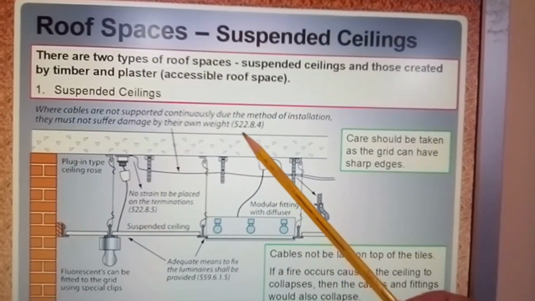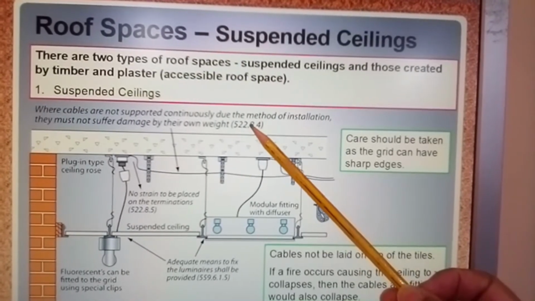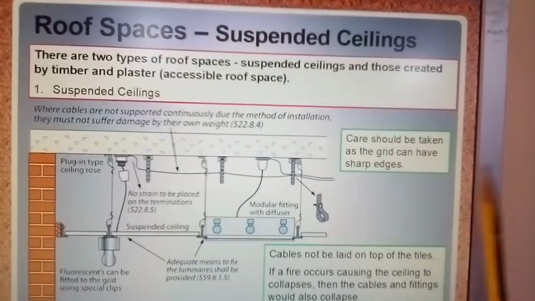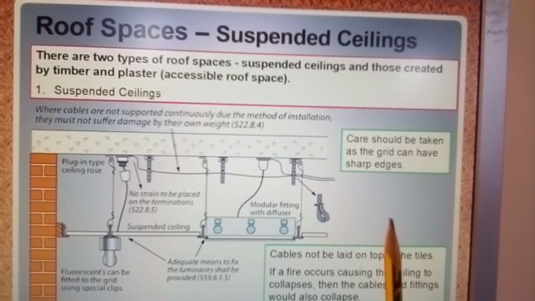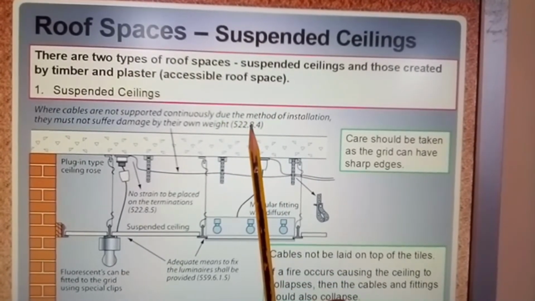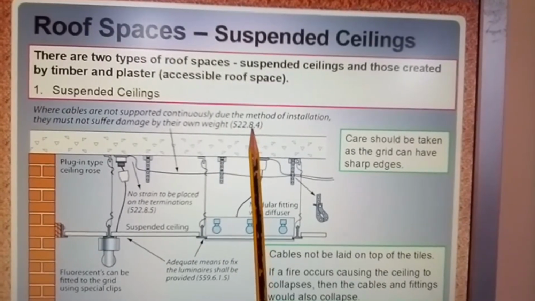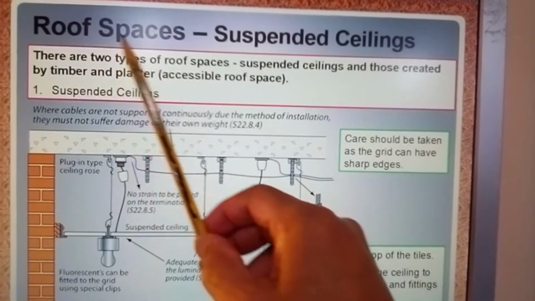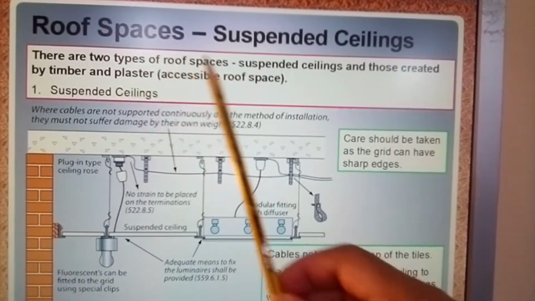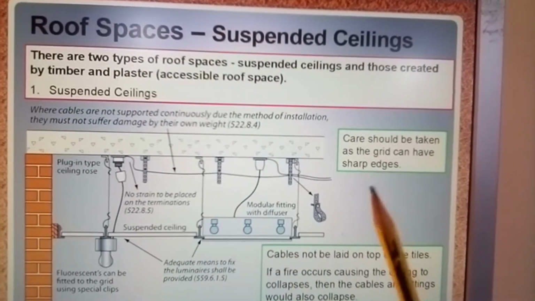And again, bear in mind that regulation 522.8.4 may have changed. You need to comply with the current regulations in the IEE regs. At this moment in time, it is the 18th edition of the IEE regs, okay? I believe this still to be the same, okay? But it's up to you to ensure that when you look at this, you comply with the current regulations, and that would be your guidance, what you would be looking for. Roof spaces, suspended ceilings in your on-site guide or the IEE regs.